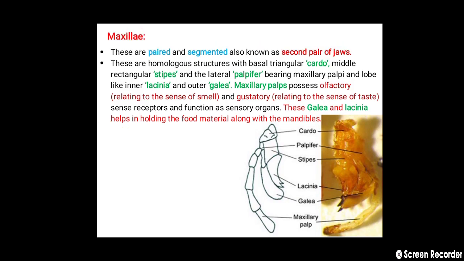Then third part is the maxillae. These are paired and segmented, also known as the second pair of jaws. They consist of the basal triangular cardo, then the middle rectangular stipes, and the lateral palpifer bearing a maxillary palpus, and a lobe-like inner lacinia and outer galea. Maxillary palpi possess olfactory, relating to the sense of smell, and gustatory, relating to the sense of taste, receptors and function as sensory organs. The galea and the lacinia help in holding the food material along with the mandibles.